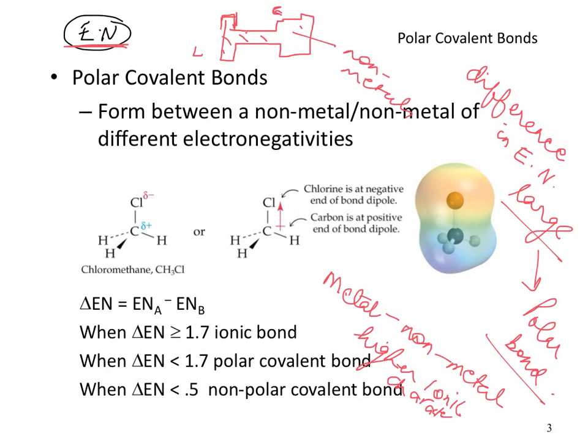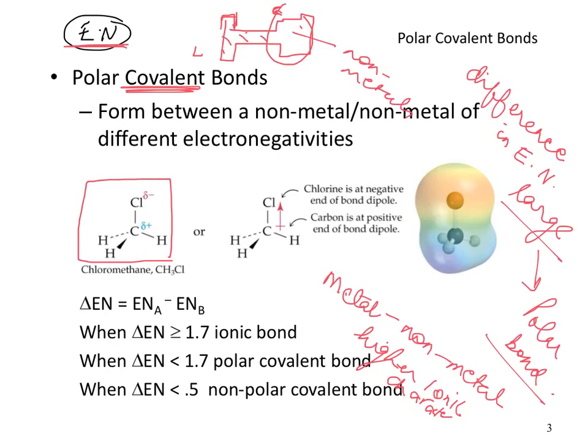So if you're considering a covalent bond, first off, you must have the bond between two non-metals, but within that, the difference in the electronegativity is going to be stark. It's going to be gigantic. Over here, I'm showing you an example, which is methyl chloride or chloromethane. Notice I have 3 CH bonds.